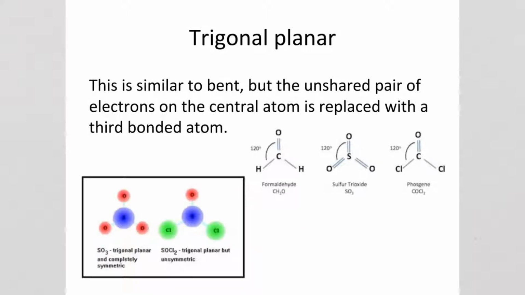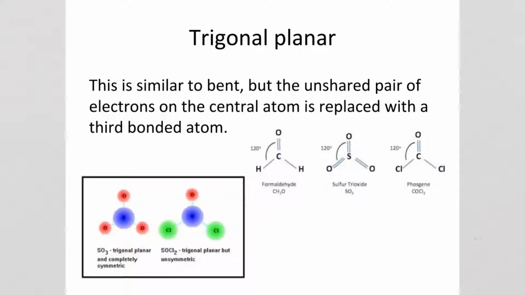Trigonal planar, all of them are in the same flat plane. However, the unshared pair of electrons in the central atom is replaced with a third bonded atom. So you have three things bonded. They can be double bonded or single bonded. Well, I guess not triple, because then it couldn't be bonded to three things.